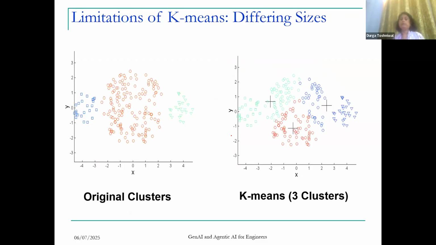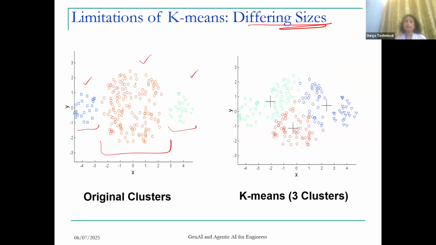So let's come to the first point, that is clusters of different sizes. So k-means has a problem when the clusters have different sizes. For example, in this particular data space, you can see these 3 clusters in 3 different colors. The size of these 2 clusters is almost similar, whereas this cluster is a large cluster. It has a large number of points.